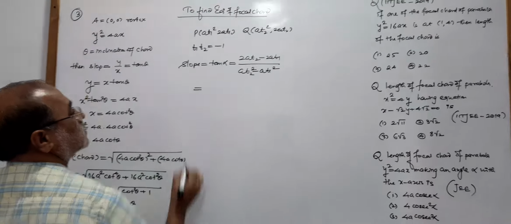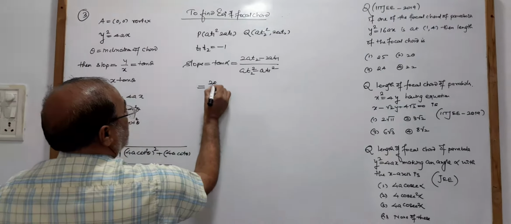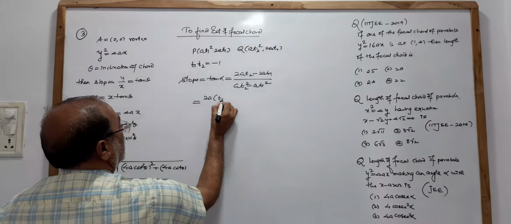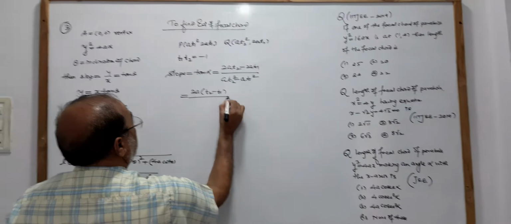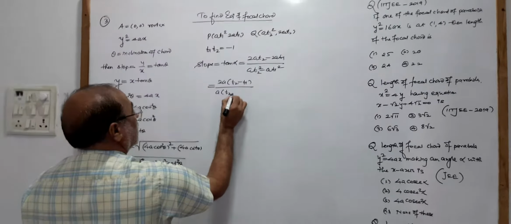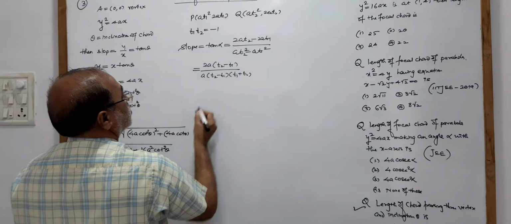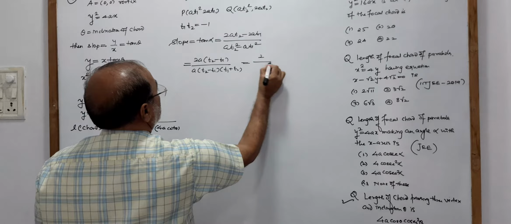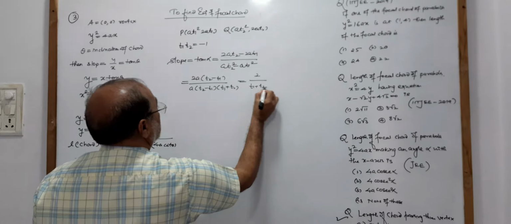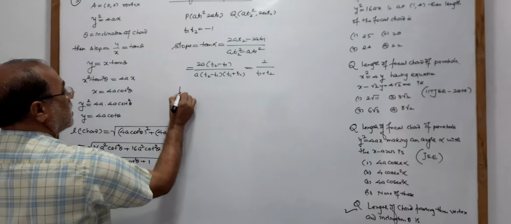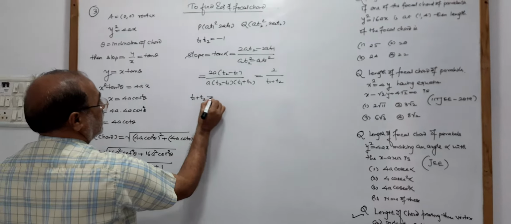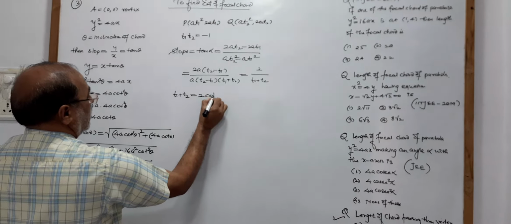If you take 2a common, t2 minus t1, and a common, t2 minus t1 into t1 plus t2. Rest of the things get cancelled, 2 upon t1 plus t2. Or simply t1 plus t2 I can write as 2 cot alpha.